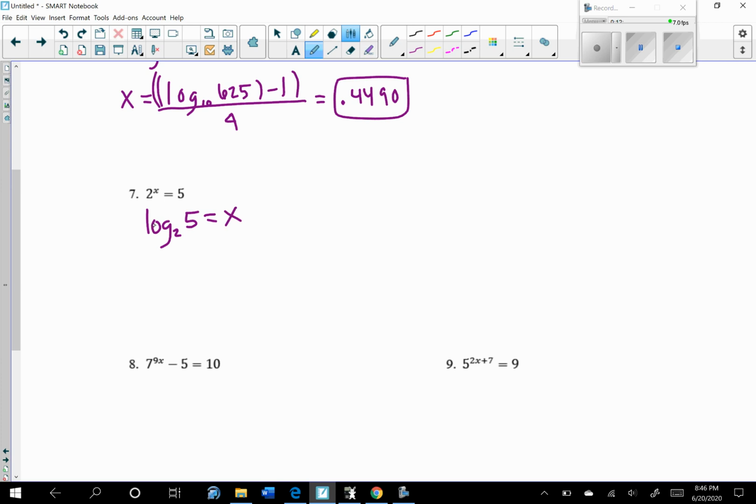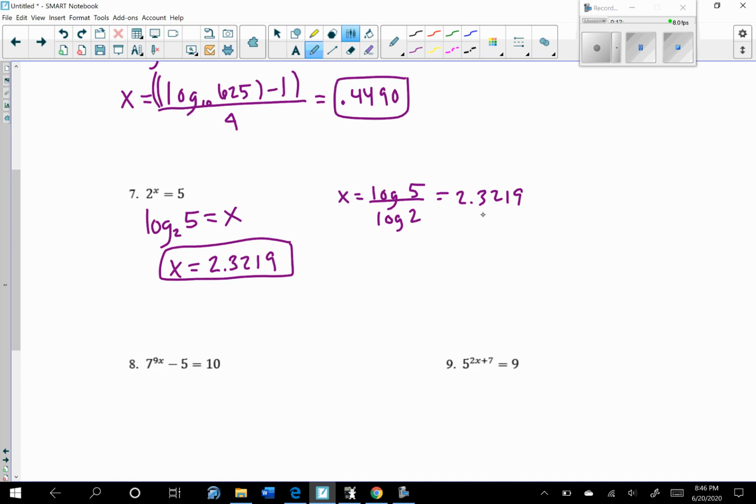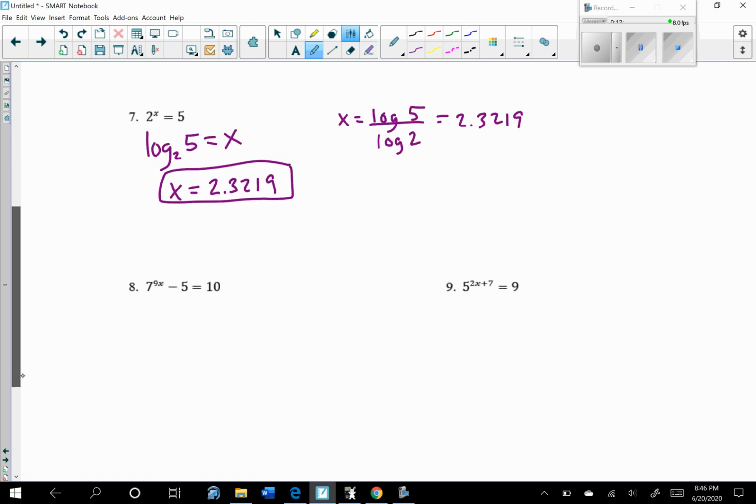And so now I can use my math log base in my calculator that we've learned. So x is equal to 2.3219. Again, if you don't have that math log base, then you have to use the change base. So you'd have to do the log of 5 divided by the log of 2, which gives you 2.3219, same thing. Same thing with the first problem, you would have to use a change base formula. So if you need to use the change base formula, that's okay if you don't have that math log base.